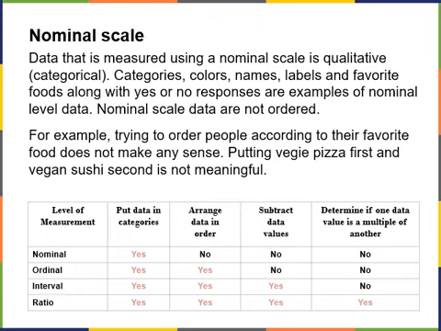Those are examples of nominal level data. Now, nominal scale data is not ordered. For example, if I'm trying to order people according to their favorite food, under most circumstances, that doesn't make any sense. Putting veggie pizza first and vegan sushi second is not meaningful.